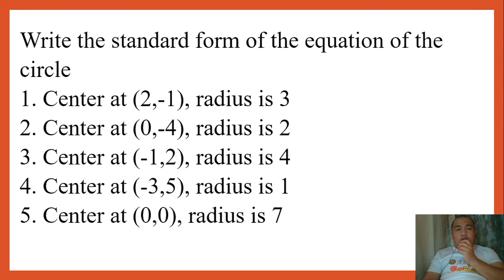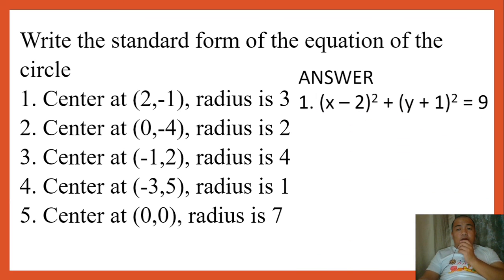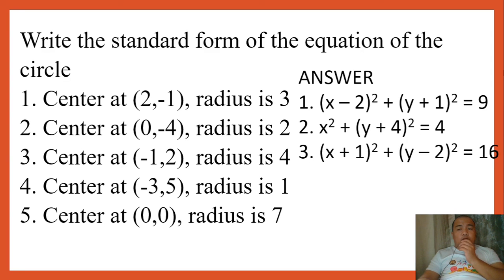So next, write the standard form of the equation of the circle. Number 1, center 2, negative 1, radius is 3. Very easy. (x minus 2) quantity squared plus (y plus 1) quantity squared equals 9. Number 2, x squared plus (y plus 4) quantity squared equals 4. Number 3, center negative 1, 2, radius is 4. What's your answer? (x plus 1) quantity squared plus (y minus 2) quantity squared equals 16.